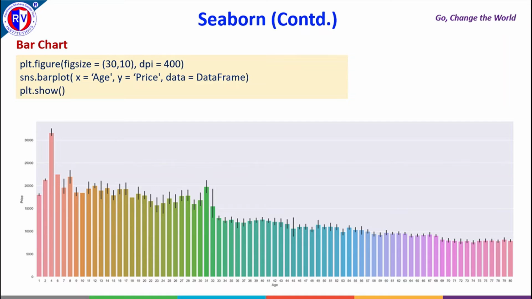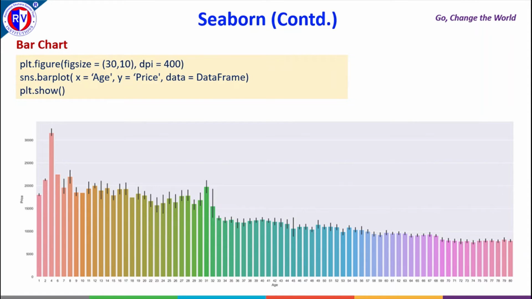In this slide, we are going to discuss how to plot a bar chart. Here we are using a function called bar plot in order to draw a bar chart. And again we should provide the x and y data. Here my x data is the age and y data is the price. From the data frame I am getting the data and plotting the graphs.